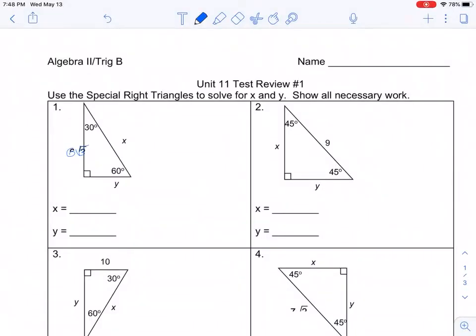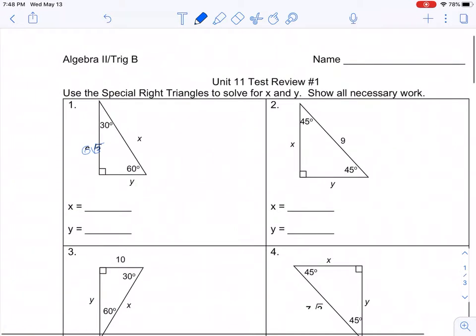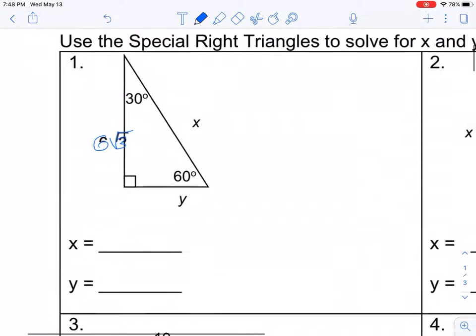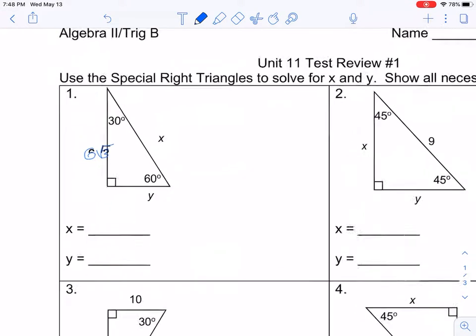All right, Algebra 2, check it out. I'm going to go through Unit 11, test review number 1, hit some specific questions on here, talk through and work it out, and hopefully clarify anything as you prepare to take the test on this.